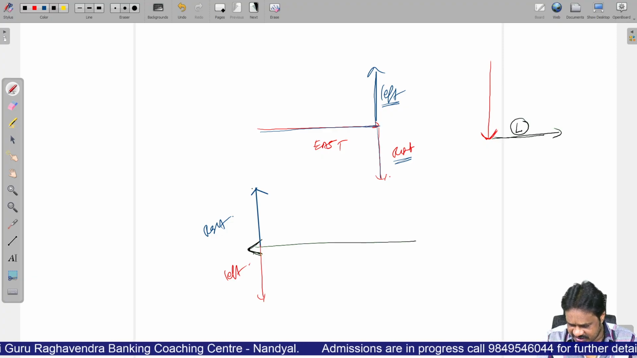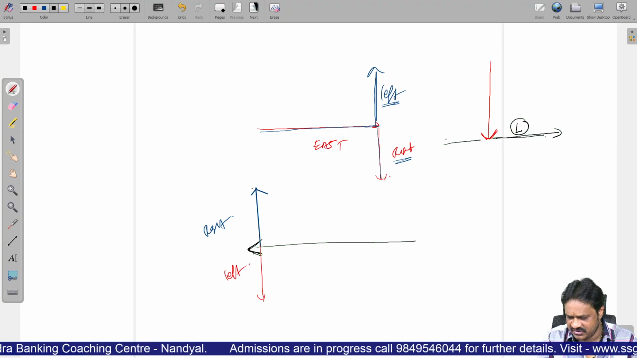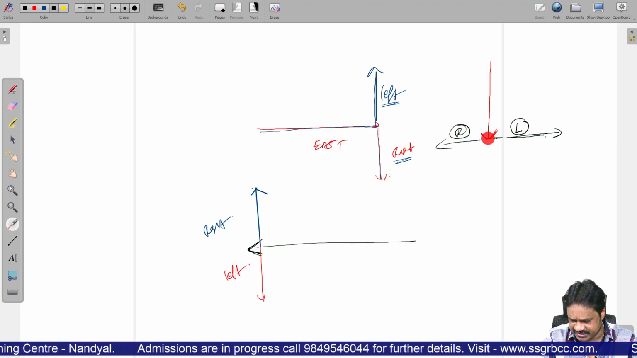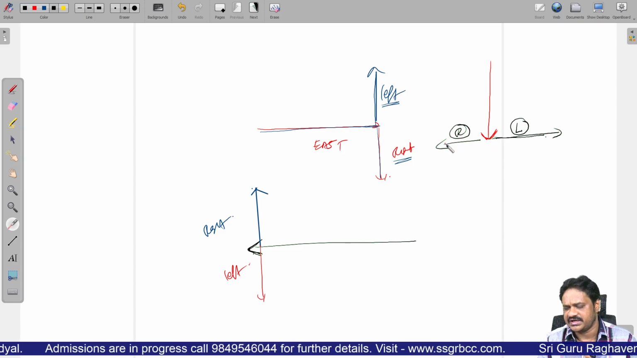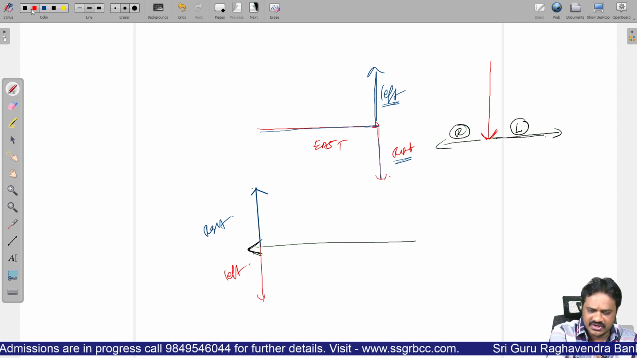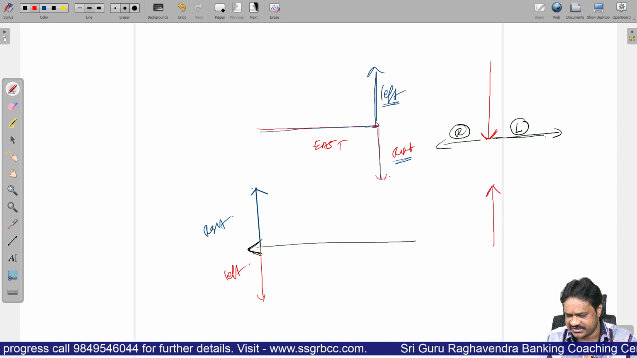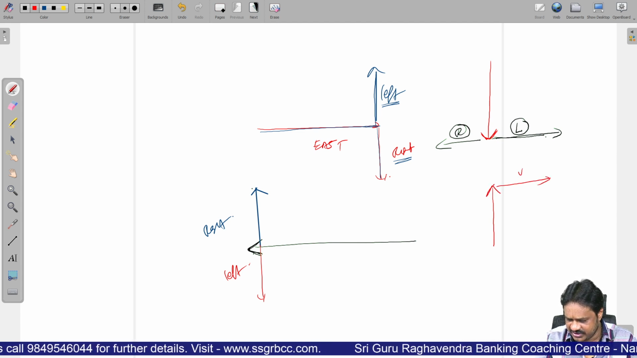Generally, this is right. But when the person is facing south, right means left, left means right. Whenever a person is facing north, right means right only, left means left only.